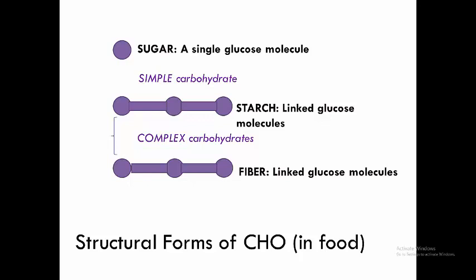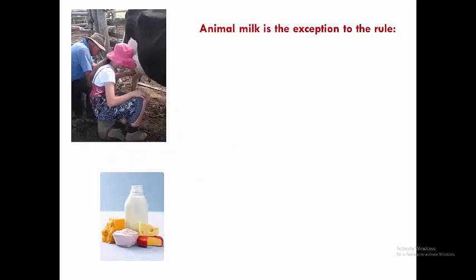A starch, a long linked chain of glucose or sugar molecules, a very complex structure. Same thing with fiber, a complex structure. So the three forms of carbohydrate in food that we will refer to throughout this course are sugars, starches, and fibers. There is an exception to all of this plant talk.